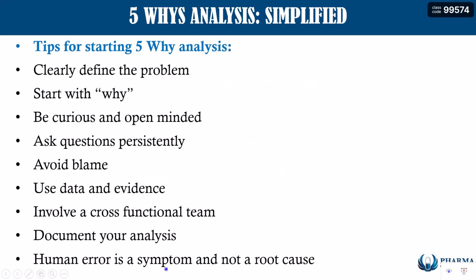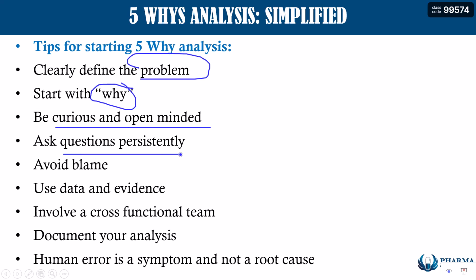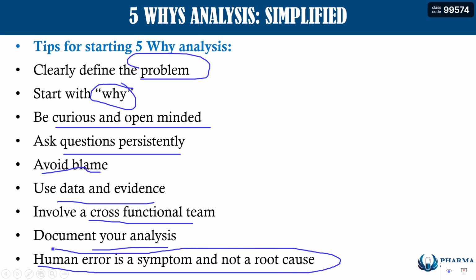Now, tips for starting five whys analysis. Clearly define the problem statement. Start always with the why. Be curious and open minded. Ask questions persistently and very clearly. Avoid blame game. Use data and evidence. Involve a cross functional team. Document your analysis, and human error is just a symptom and not the root cause. So try to identify a root cause which is not related to the human being, but try to identify the root cause which can be related to maybe the system or the process.